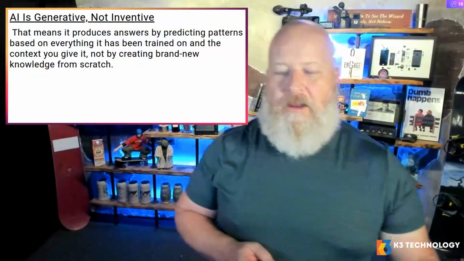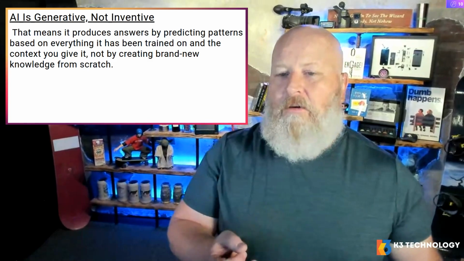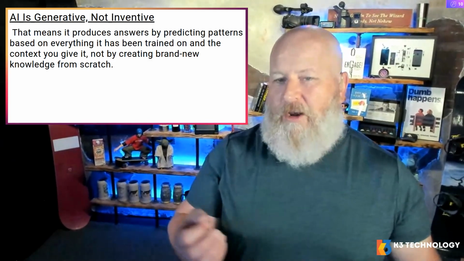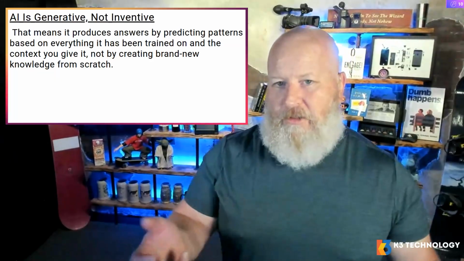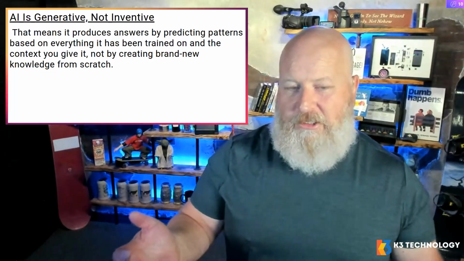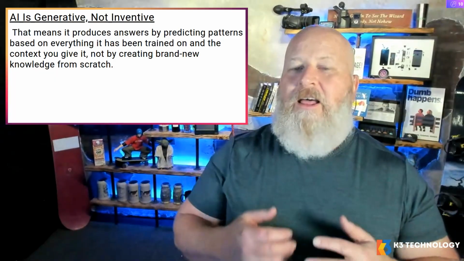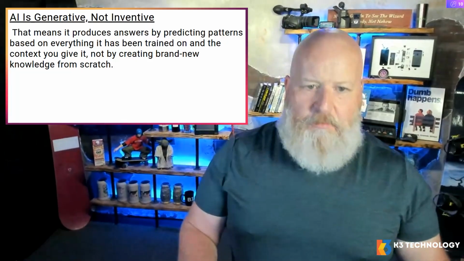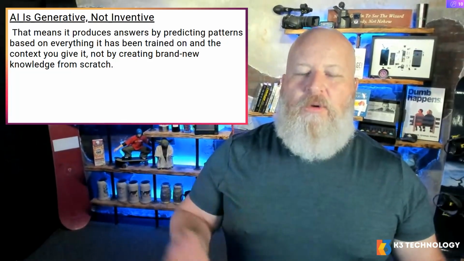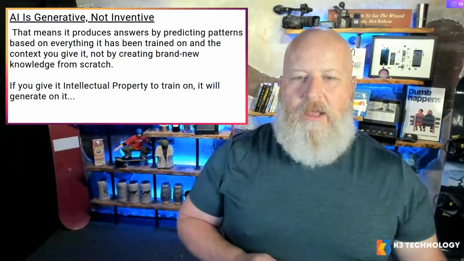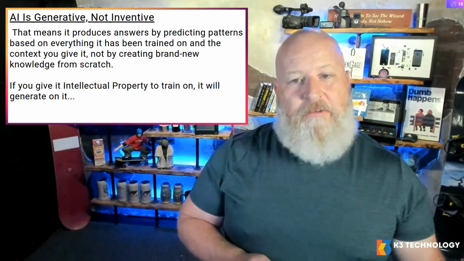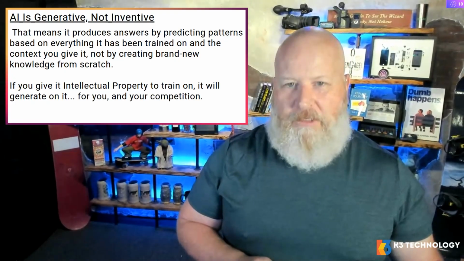So first things, very important, AI is generative. It is not inventive. So we're in the world right now of artificial or generative artificial intelligence, what they call narrow AI, or you might have heard called dumb AI. We're not to artificial general intelligence, certainly not to artificial super intelligence. This is generated based on things that it already knows. So why is that important? Because if you give it intellectual property to train on, it will train on it, and it will also generate on it, not only for you, but for your competition.